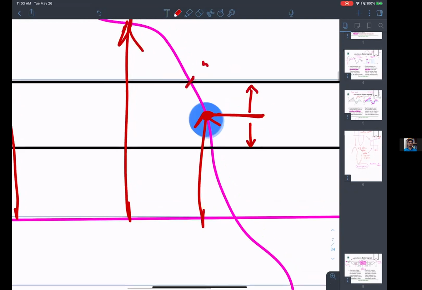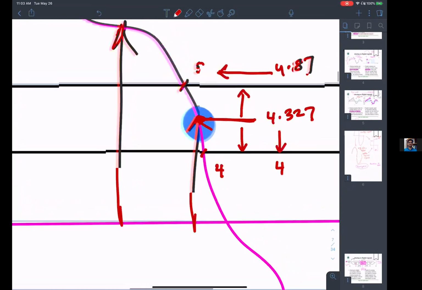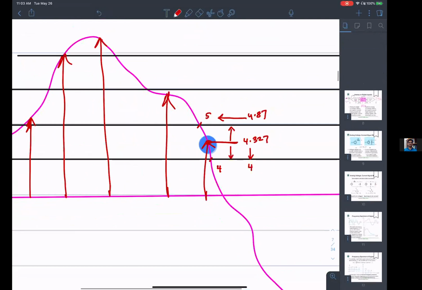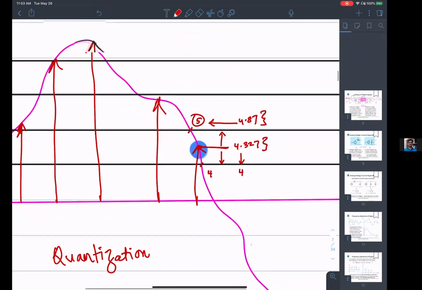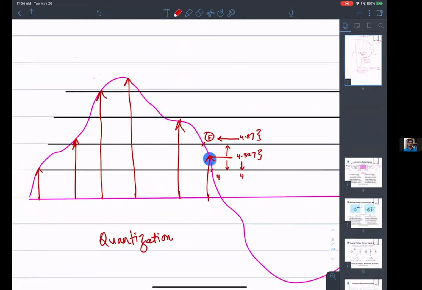Imagine this is 5 and this is 4. A value of 4.327, when you're rounding it, you always round it to 4. If it is 4.87, you round it up to 5. This process of rounding up or rounding down is called quantization. When you're converting from a real value to an integer value, that's the idea of quantization. So the bottom line is analog to digital conversion always has some rounding error.